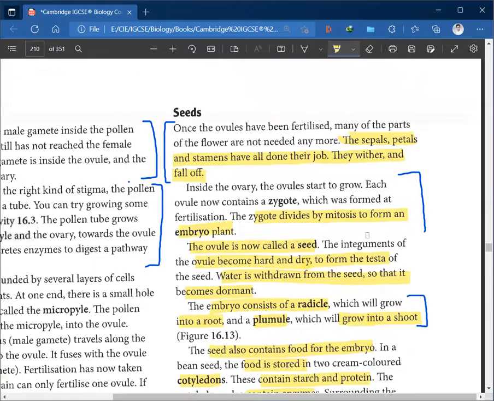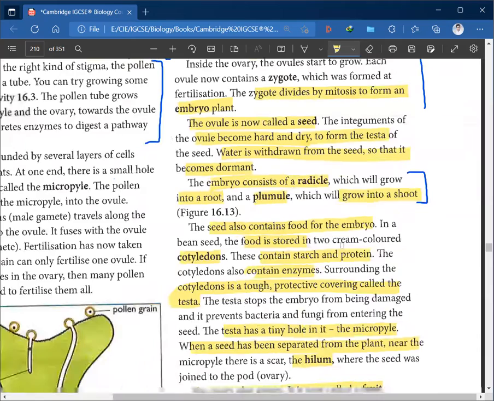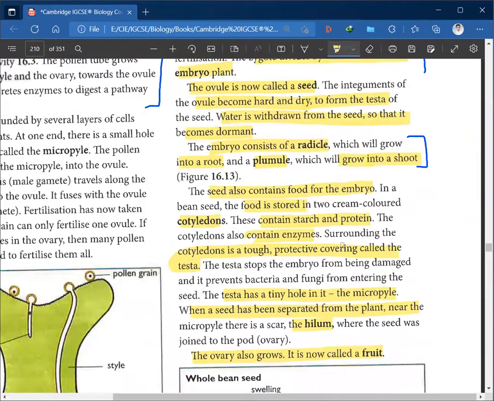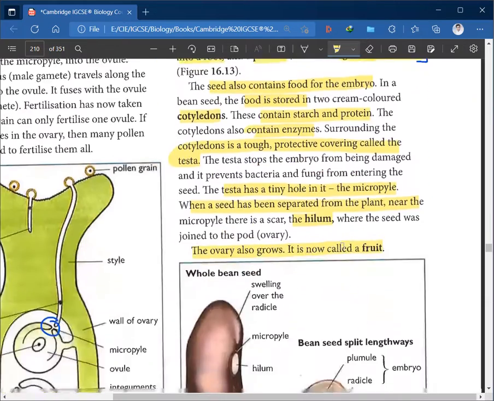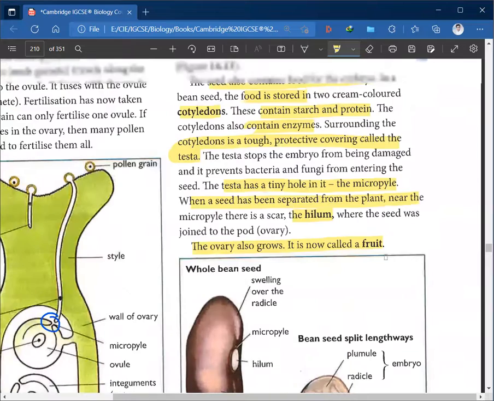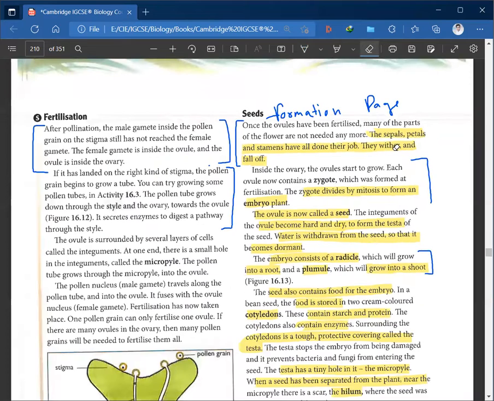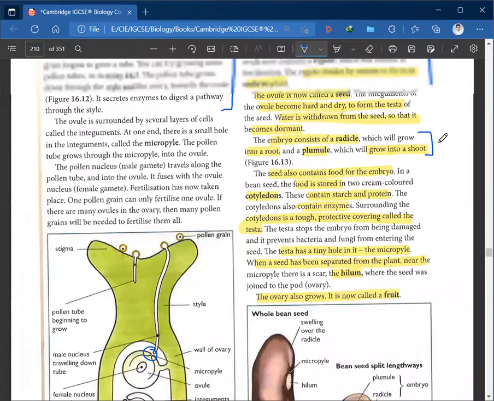Now, this whole chapter, this whole thing is very important. The formation of the seed. There's no point in writing all of this down because you will have to revise this from the book. So please write down seed formation in your notebook, and write down page number 205. I'm going to add this in your notes as well. But you should know where this is. 205.